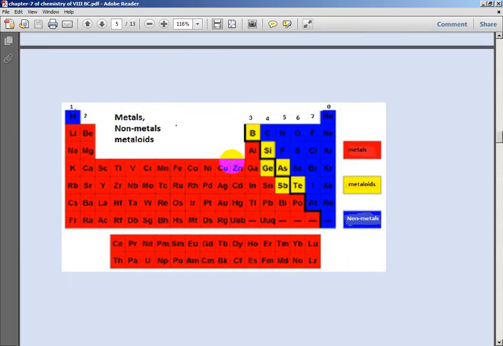So if you want to identify which type of bonding is present in compounds or molecules, either ionic, covalent, or metallic bonding, you need to know which elements are metals and which are non-metals. Okay, you will remember this.